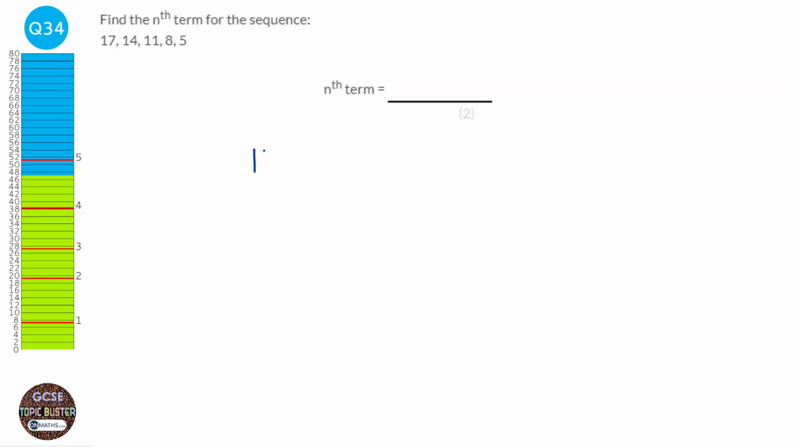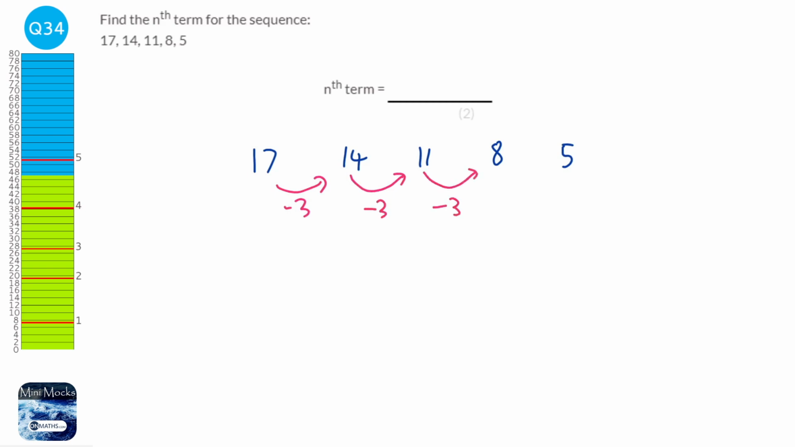So let's write these numbers out. And the first thing to do is work out what the numbers are going up by. So they're going up by minus 3, because they're minusing 3 each time. So we know that the number before the n is going to be minus 3. So whatever they go up in is the number before the n.